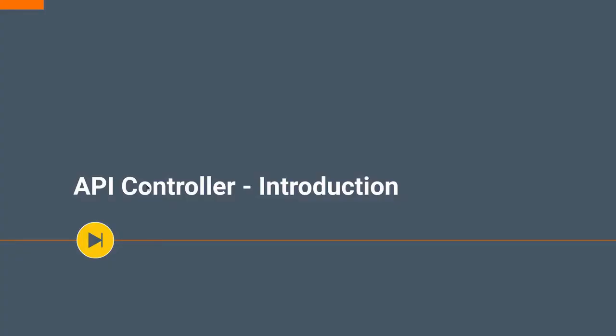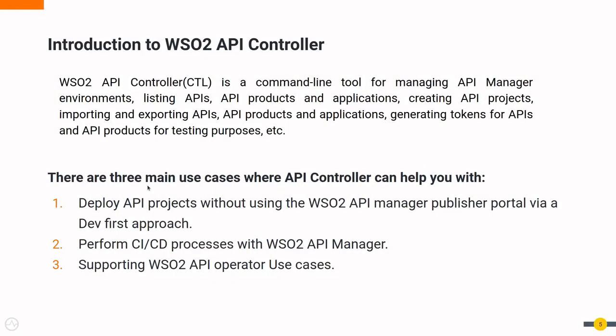First of all, let's get to know what the API controller is. WSO2 API Controller is a command line tool for managing API Manager environments, listing API artifacts, creating API projects, importing and exporting API artifacts, and generating tokens for testing purposes.